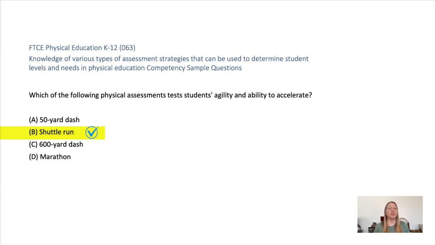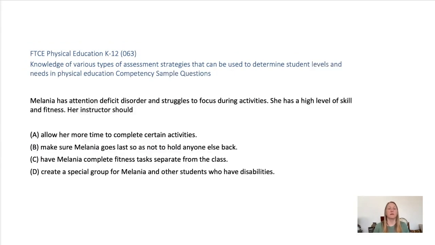The 50-yard dash and the shuttle run are similar in that they are both tests for acceleration. However, the 50-yard dash is more focused on pure speed and acceleration, while the shuttle run is focused on both agility and acceleration. Agility is the ability of an individual to change directions with ease.